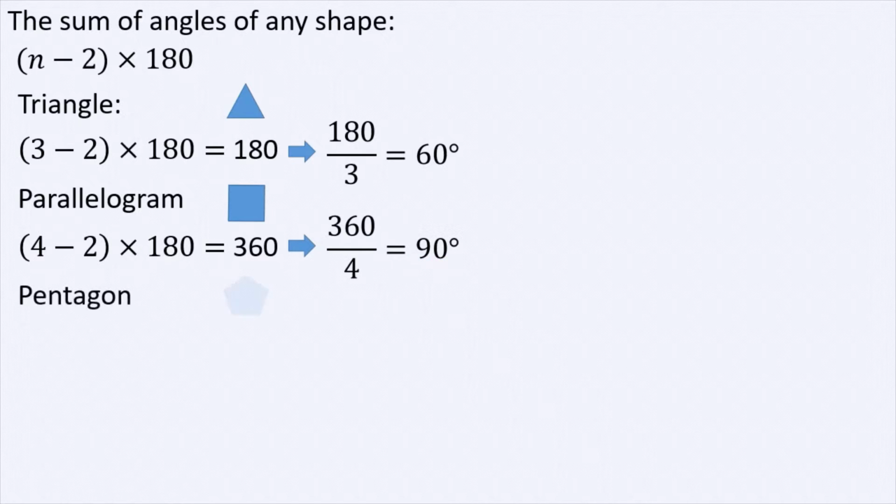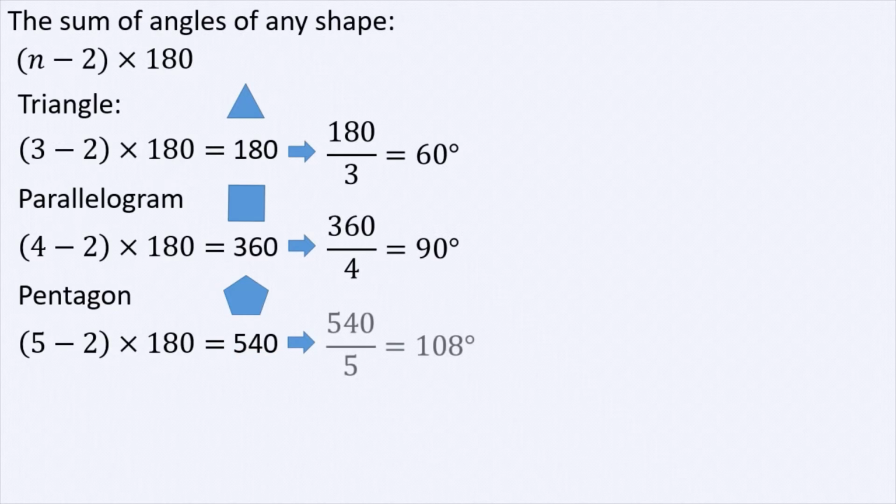For a pentagon, the number of sides is 5 minus 2 gives us 3 multiplied by 180. Therefore, the sum of angles of a pentagon is 540 degrees. For a regular pentagon, where all the angles and sides are equal, we can just simply divide these 540 degrees by 5 to get 108 degrees per angle.